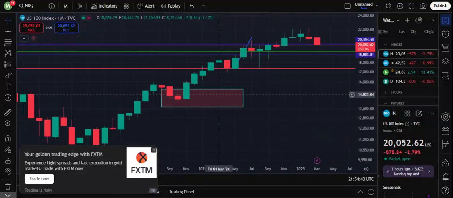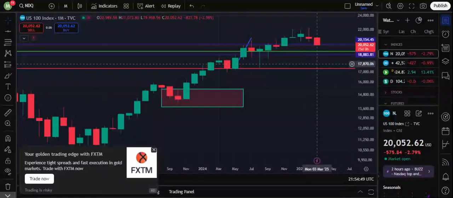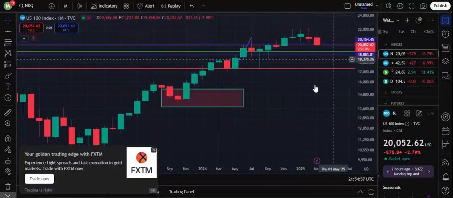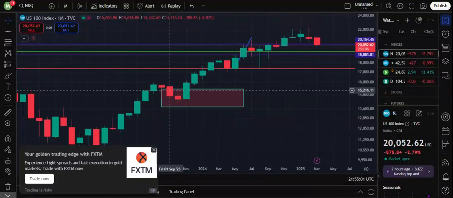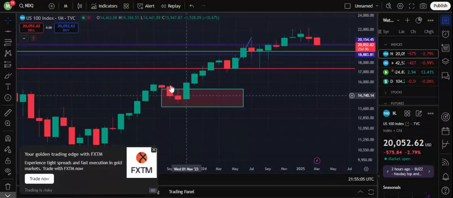So you can see this is a very great demand area. We are expecting price to come back down to this area. Before that, price will first come here, retrace a little bit, sell, break this area, retrace, and then come back here before we start seeing price time to buy massive. So that is our conclusion on Nasdaq. That is what we are expecting on Nasdaq.